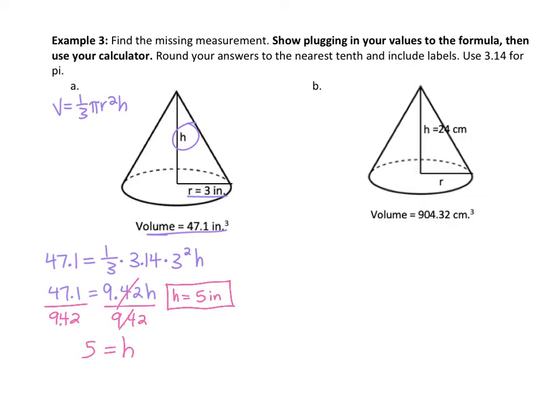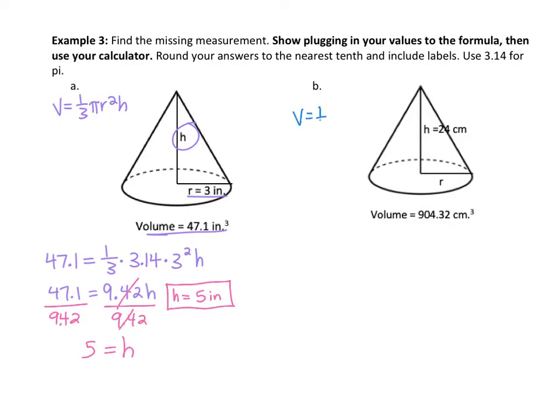One thing I do want to mention too, to check your answer, just take this height, the radius, and plug it back into this formula and make sure you get the same answer. And since we used 3.14 here, you would want to use 3.14 when you plugged it back in to check your answer. For part B, we're going to do the same thing.